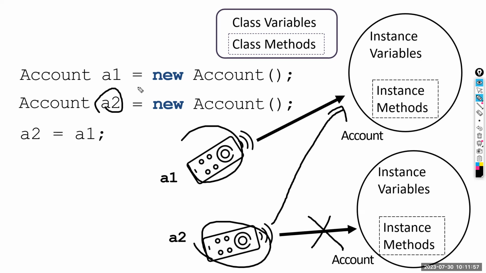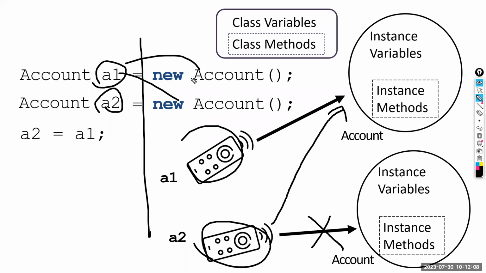So likewise, these are independent. Object and reference variables, they are two different things. At any time, a reference variable can refer to any object, whatever the object you are assigning. Okay.